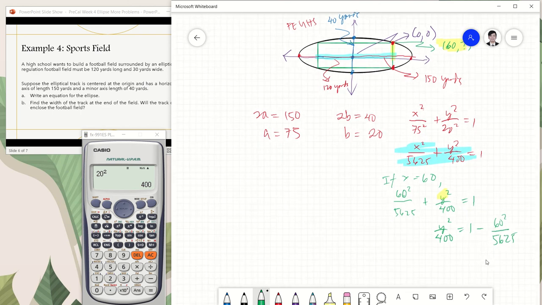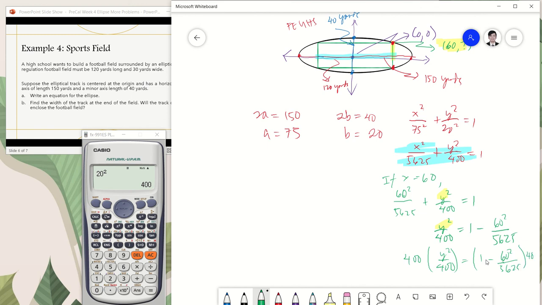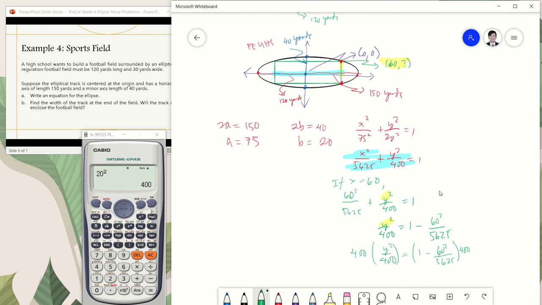And then, next, meron pa tayong 400 sa baba. So, we still have to multiply 400 in both sides. Whatever you do on the left, do on the right. 5,625. Okay, ayun. And then, maka-cancel out yung 400. Yung matitira is just y squared.